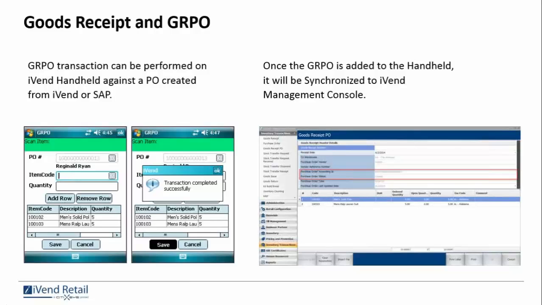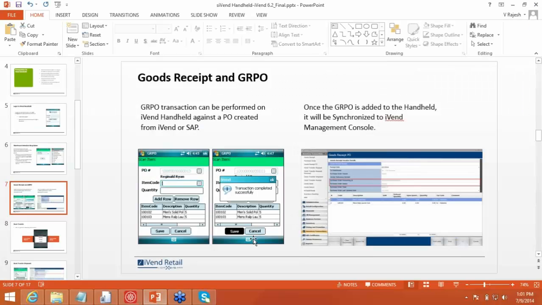So basically the GRPO could be created from SAP Business One against this retail warehouse. The purchase order can be created against this retail store from the SAP Business One, or a purchase order can be created from your store itself, which could be received using the handhelds. So let me quickly go back to my emulator to show you how I can do a GRPO.